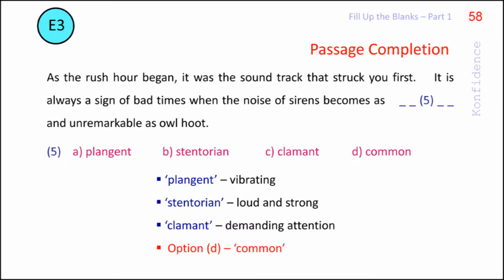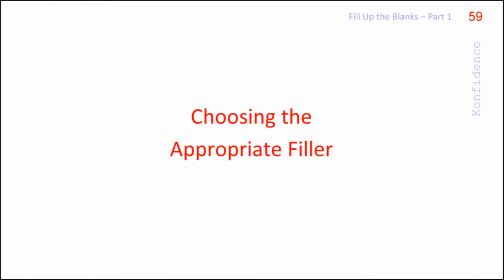Therefore, option D, common, is the most appropriate word that fits the blank. Usually, common things are unremarkable, whereas uncommon things are remarkable.